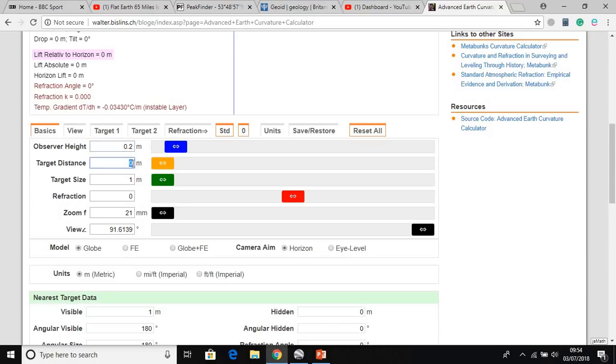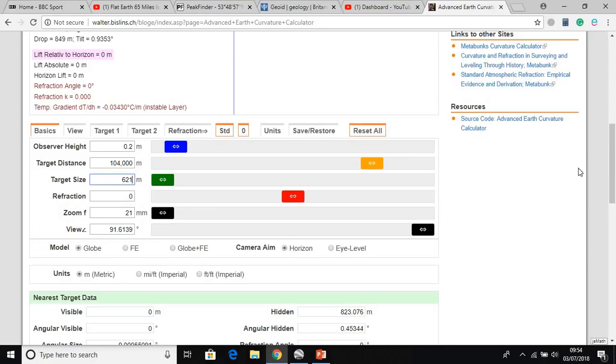Our target distance in meters is 104,000. It's 104 kilometers from Blackpool to Snaefell on the Isle of Man. Our target size is 621 meters. That's the height of Snaefell above normal sea level. Now, we know the tide was out, so actually Snaefell's height is likely to be a few meters higher than that, but we'll stick with 621. It won't be very many meters higher. And we'll leave the refraction set at 0.